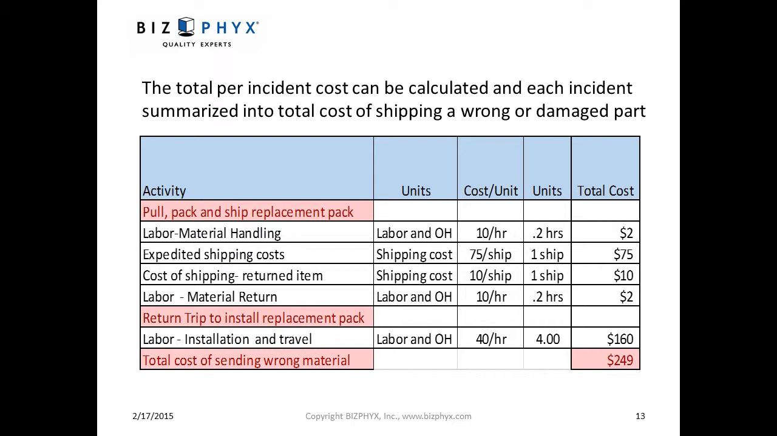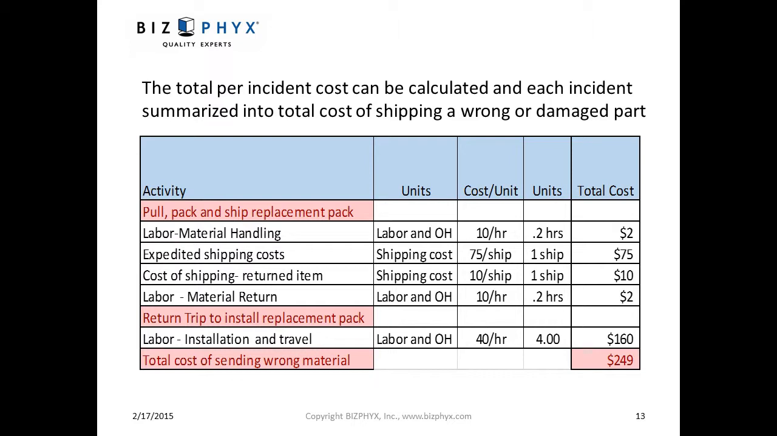We can calculate the cost for one of these incidents. We can look at pull, pack, and ship costs for managing a replacement pack. We also know there's going to be a truck roll to actually do the installation. So there's labor involved in the pull, pack, and ship. There's labor and some overhead. There are some true shipping costs for expediting. We may need to get a new circuit board into the hands of our remote installer and expedite that, or we may even have to have one shipped into our warehouse. So there are shipping costs.